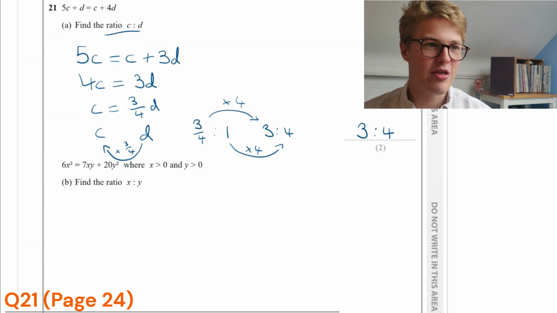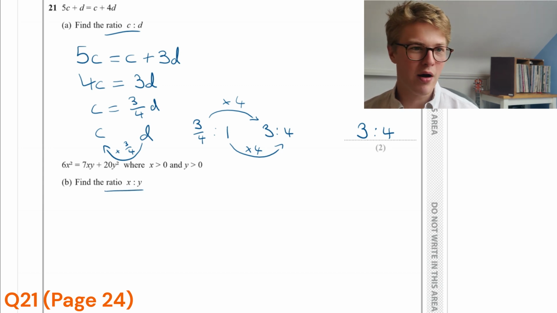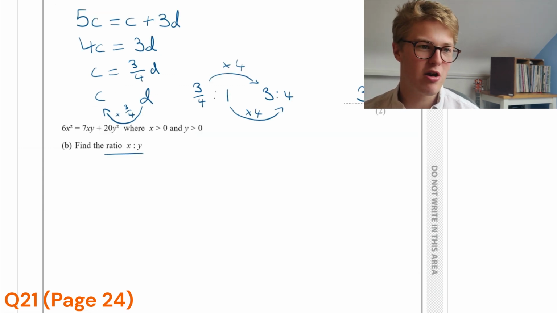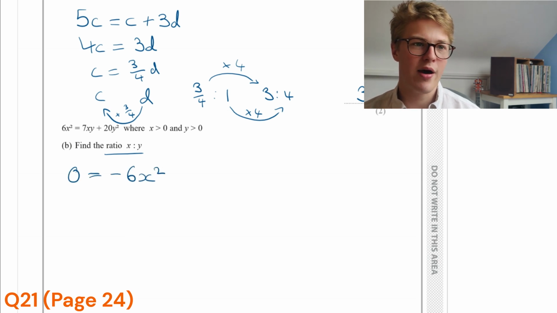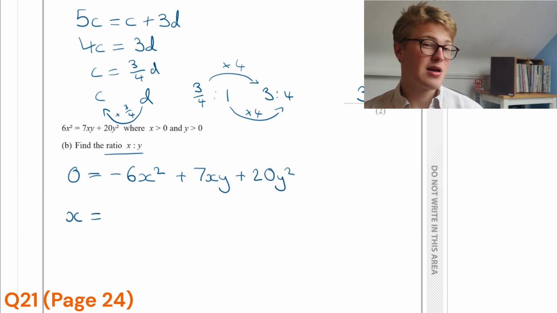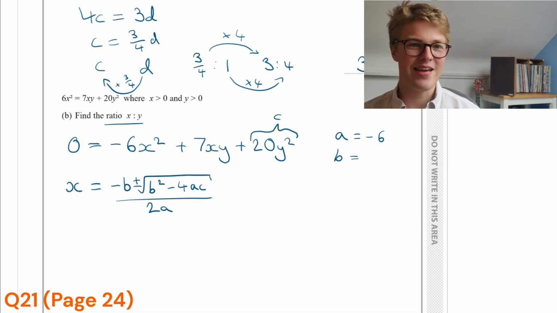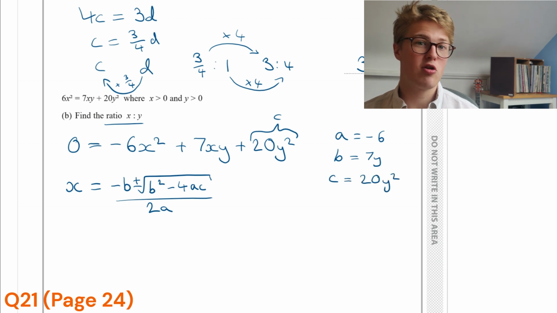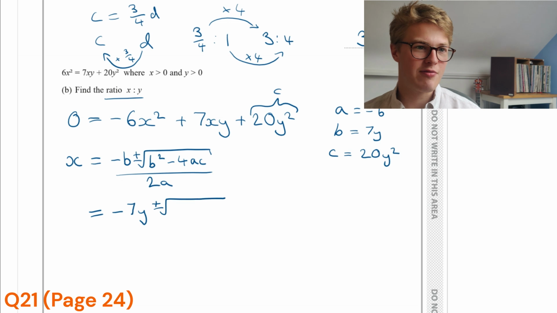6x squared is equal to 7xy plus 20y squared, where x is greater than 0 and y is greater than 0. Find the ratio of x to y. So 0 equals minus 6x squared plus 7xy plus 20y squared, and we subtract 6x squared from both sides. So we actually have a quadratic here in terms of x. So a is going to be minus 6, b is 7y, and c is 20y squared, and we can just use the quadratic equation as we would normally, just using those a, b, c values.